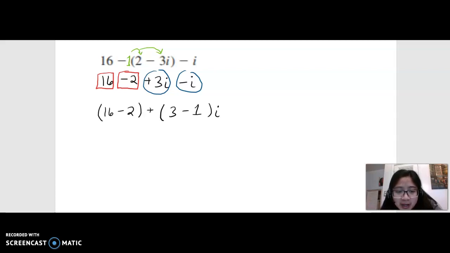And then once we have it like this, we can go ahead and solve it. So this would be 14 plus 2i. And that's your answer.